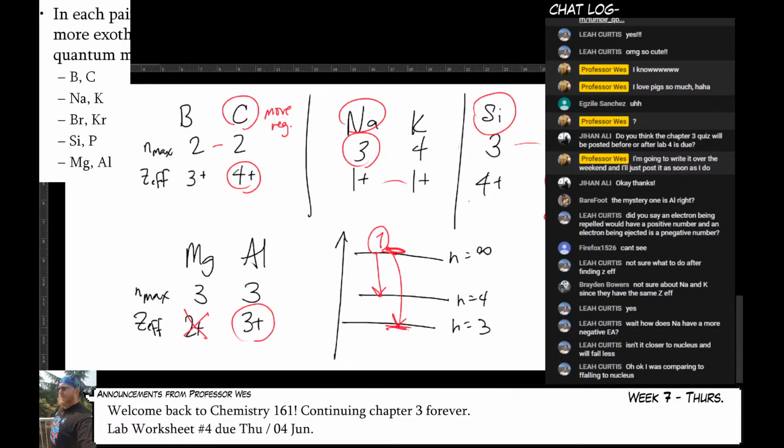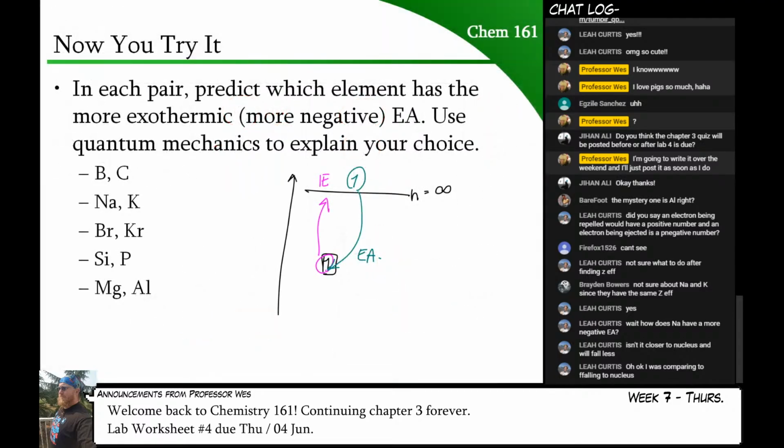Yeah, so you'll never actually fall to the nucleus, because if an electron landed in the nucleus, then what would actually happen is nuclear chemistry, which we don't get to talk about in this class, unfortunately. But electrons never fall all the way to the nucleus.